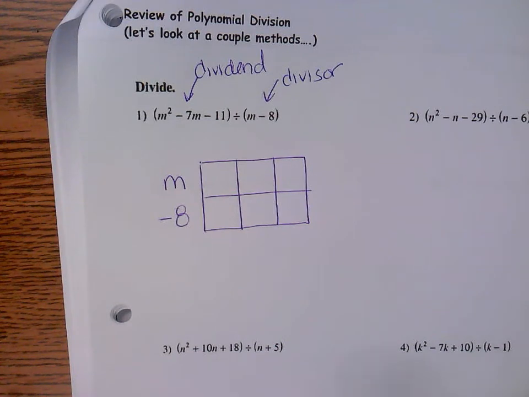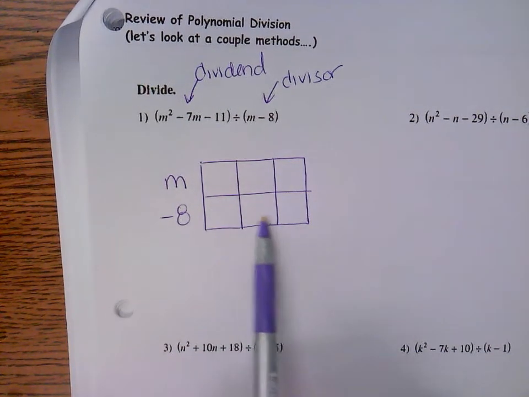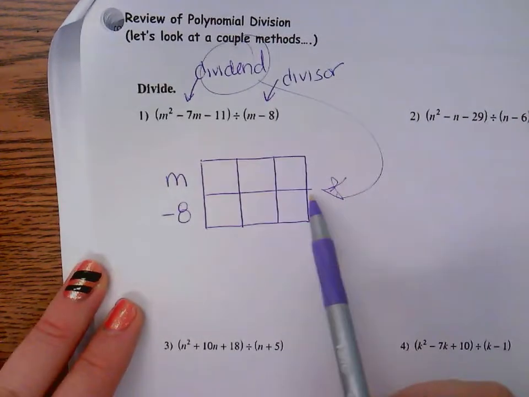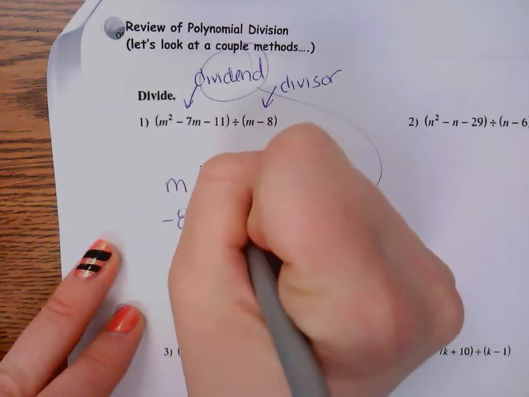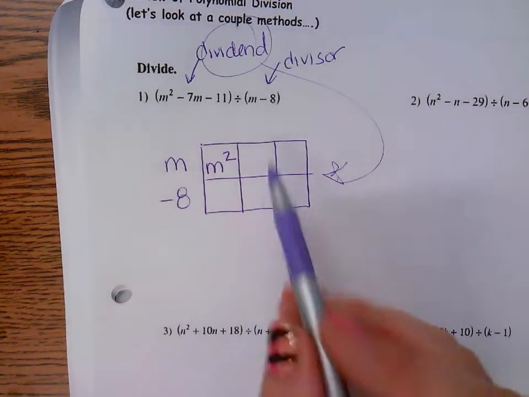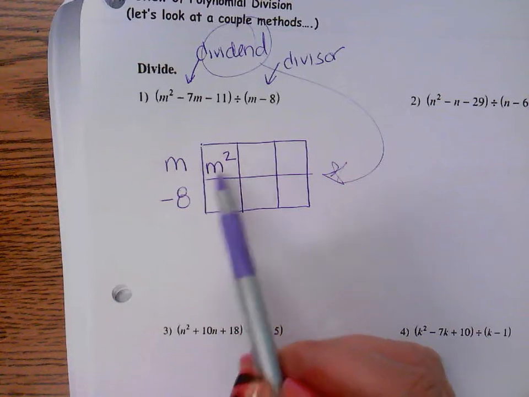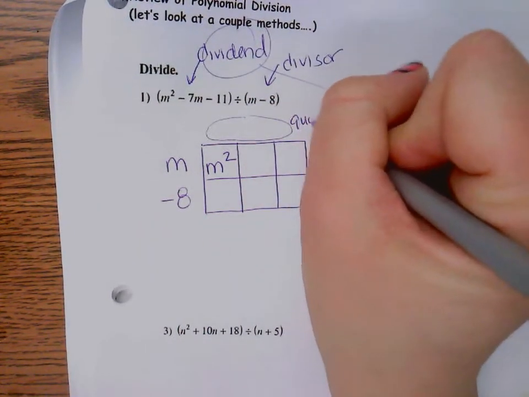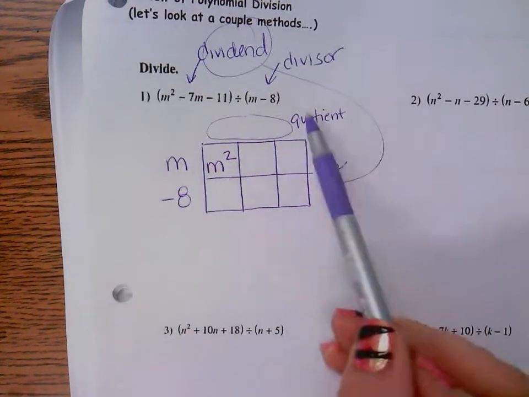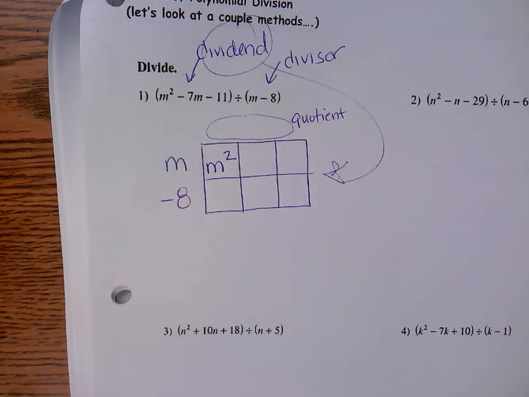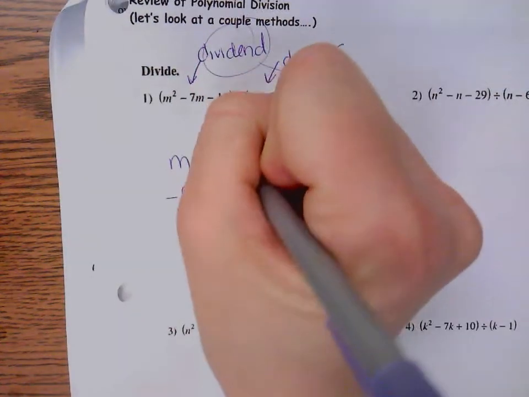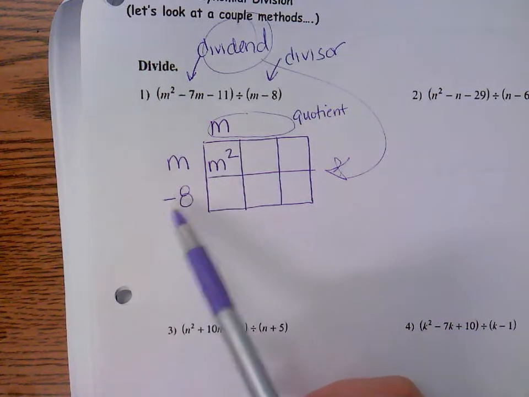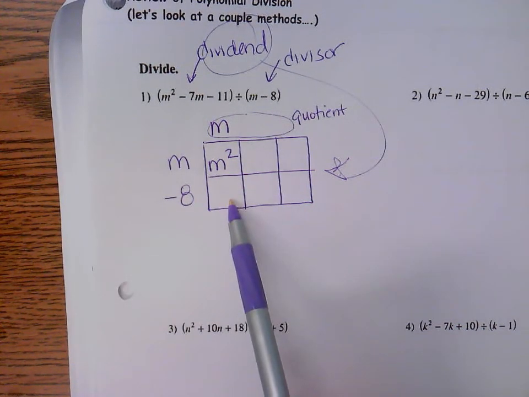So if you're trying to create your dividend inside the box, your dividend needs to go inside this box. So m squared is the first term of your dividend. So something times m has to give you m squared. This is going to be your quotient up here. So what's the first term of your quotient that's going to make this true? M. M times m is m squared. So now what is m times negative 8? I can fill in this bottom box, negative 8m.